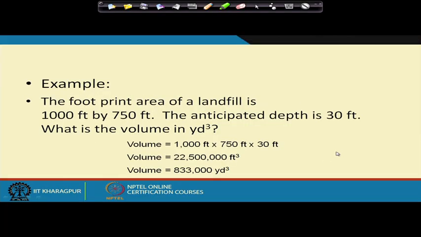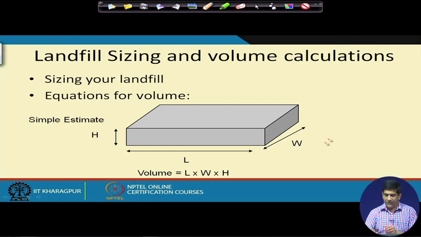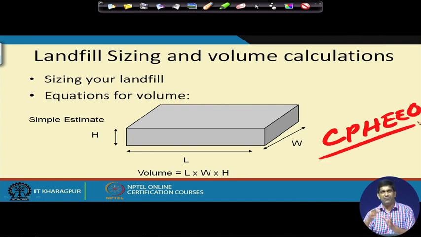For all these aspects, we have a manual prepared. Some of you who are working in the environmental field know this, the CPHEEO, the Central Public Health and Environmental Engineering Organisation. That's the organization which put together the manual. There is a manual for water, a manual for wastewater, and a manual for solid waste. All these things are incorporated in that manual.